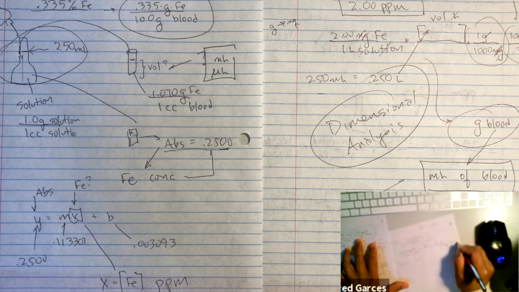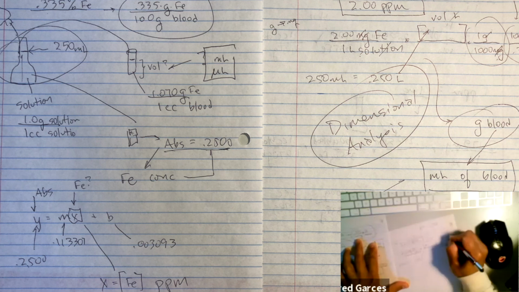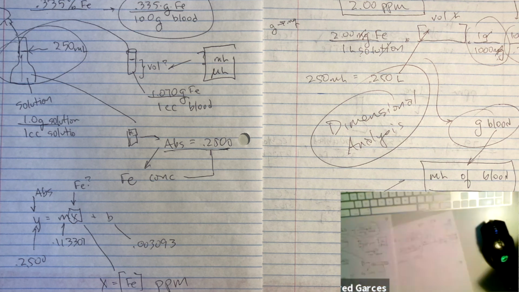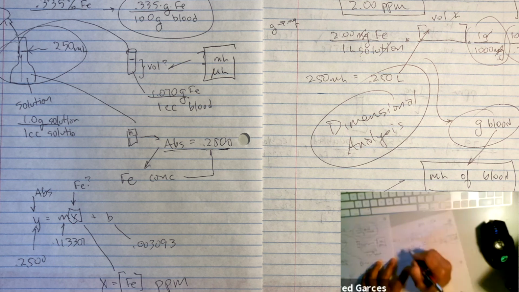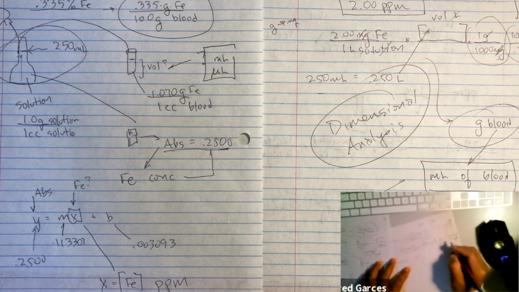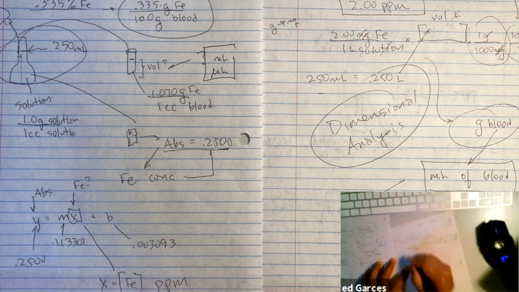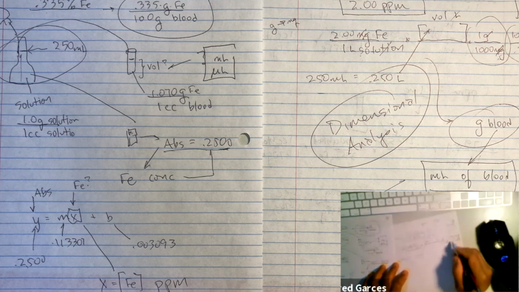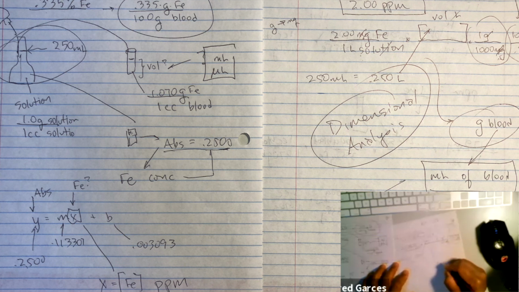0.335 grams of iron in 100 grams of blood. That's where 0.335% comes into play. Now the grams of iron will cancel, the milligrams will cancel, and when everything cancels, your answer here will be grams of blood.